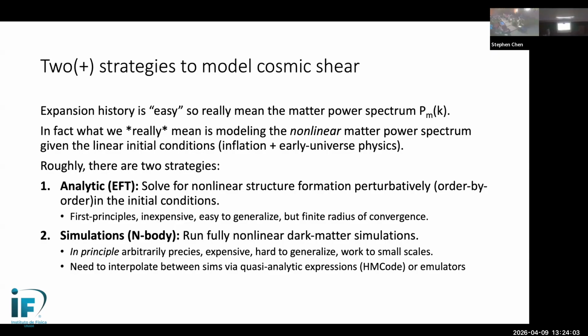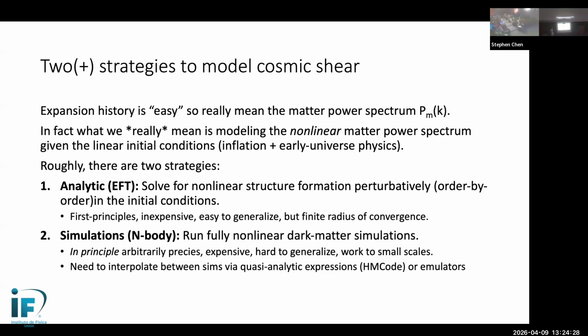But before I do so, it's important to give an overview of what's already been done. In my mind, there are roughly two strategies people use to model cosmic shear. And in fact, when I say model cosmic shear, what I really mean is modeling the nonlinear matter power spectrum P_mm(k). The expansion history is easy in the sense that it's analytic. We can work out all these things in a fairly straightforward way. I think it's not controversial how we do that.